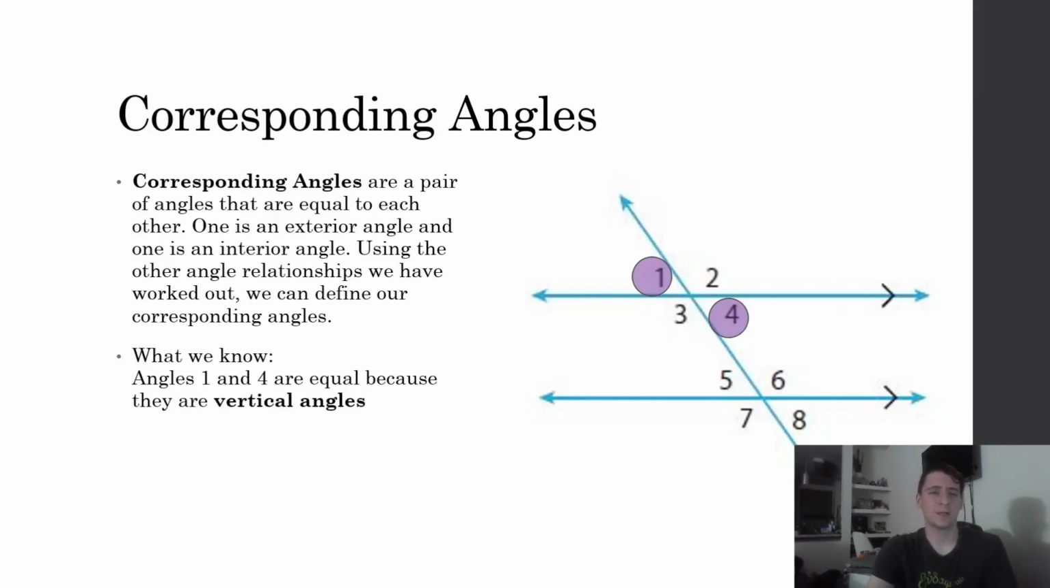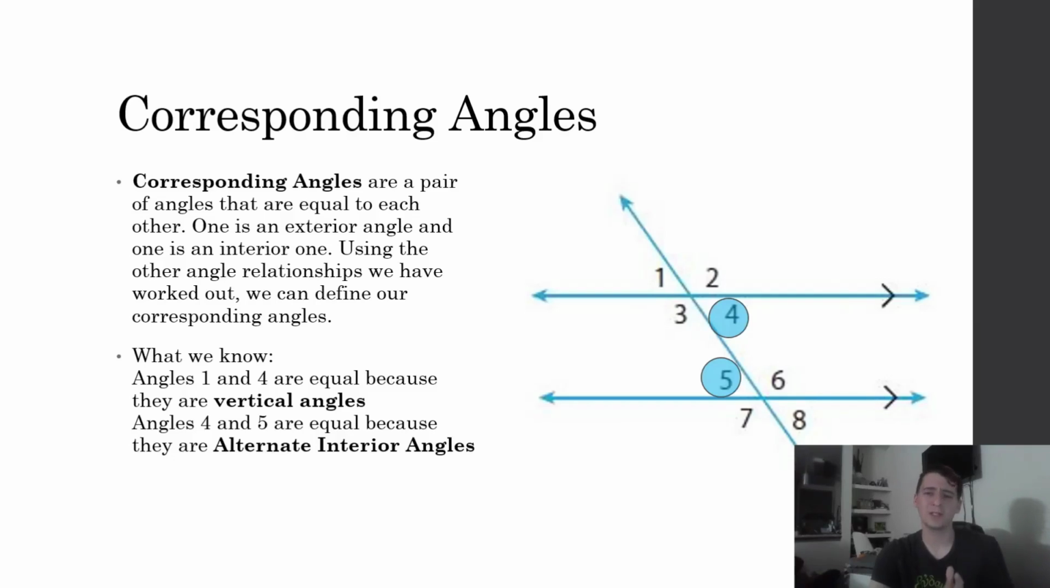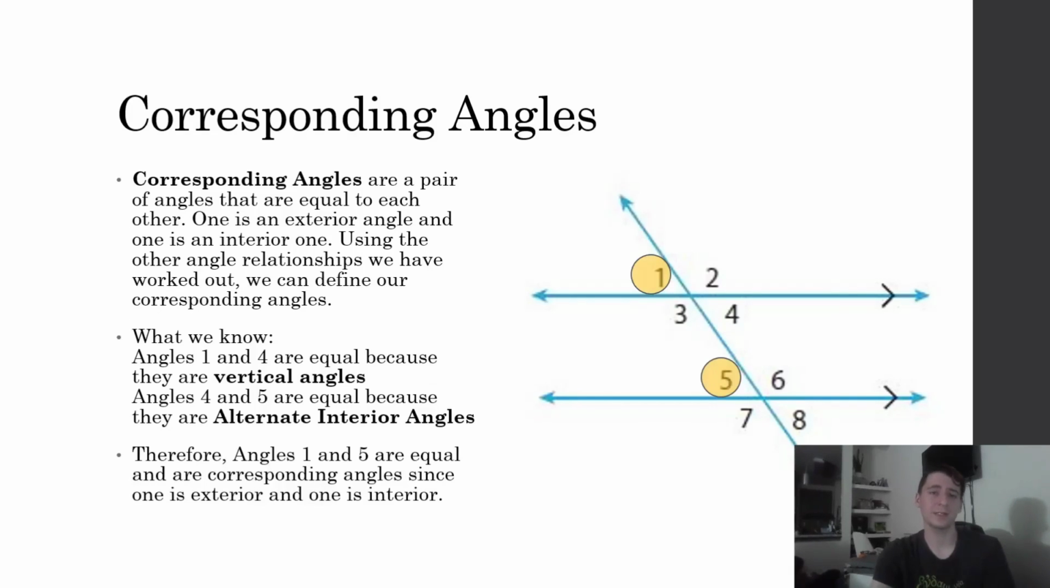So now we have corresponding angles, and corresponding angles consist of one exterior angle and one interior angle that are actually equal to each other. Using the angle relationships that we have, we can define which ones are the corresponding angles. Angles 1 and 4 are equal to each other because they are vertical angles. And angles 4 and 5 are equal because they are alternate interior angles. So therefore, angles 1 and 5 are equal to each other, and indeed, that is our corresponding angle.